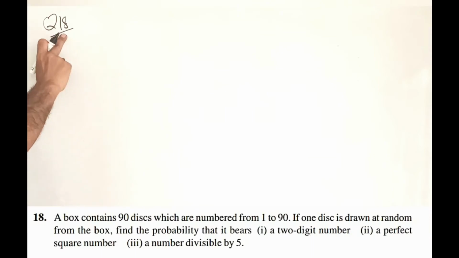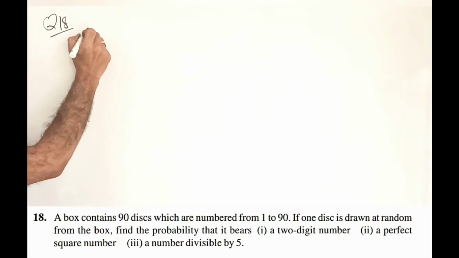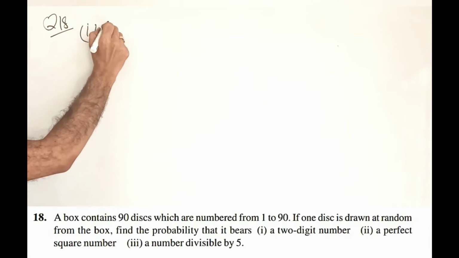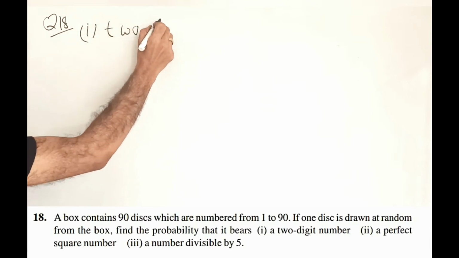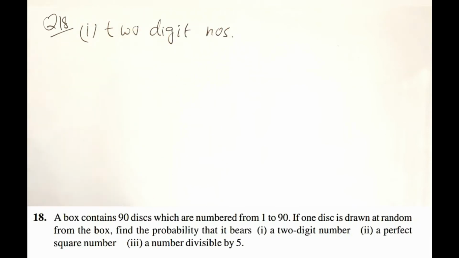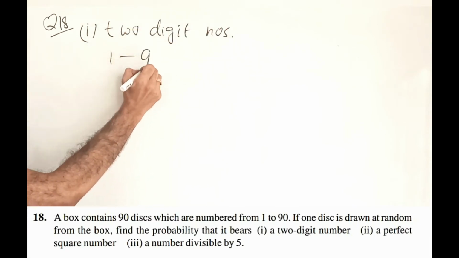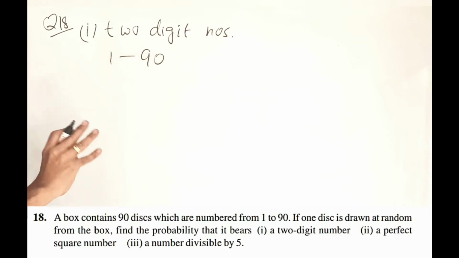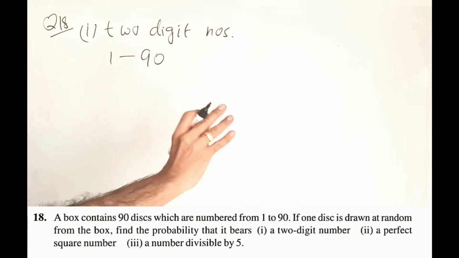Now let us see the very important question of the NCERT. Question number 18, most important. Discs numbered 1 to 90 are given. Now we have to find the probability. The first part is a 2-digit number. 2-digit numbers means between 1 to 90. You can see in the question, the discs are numbered 1 to 90.